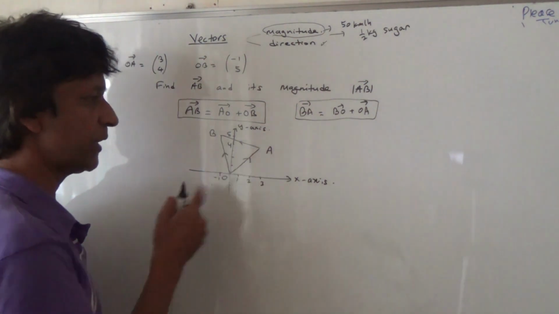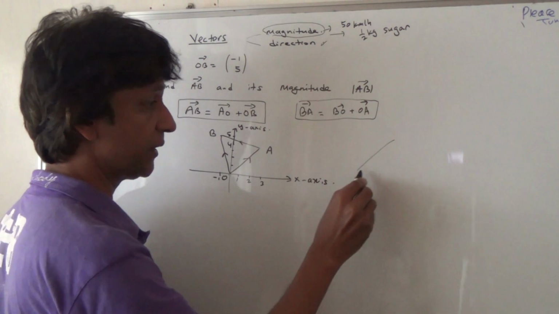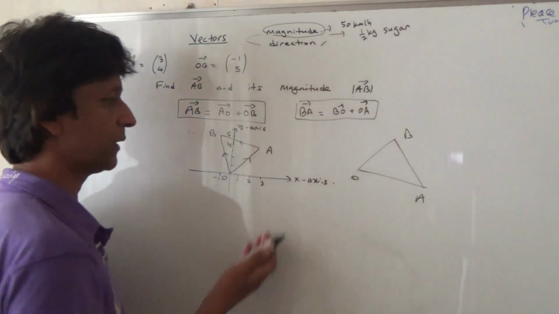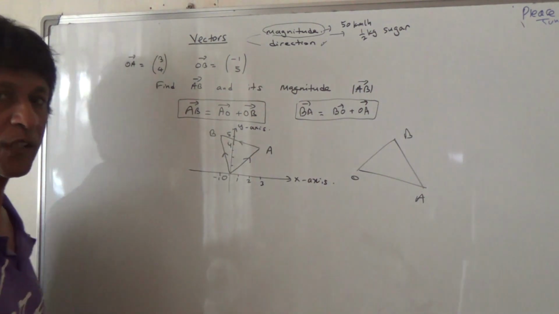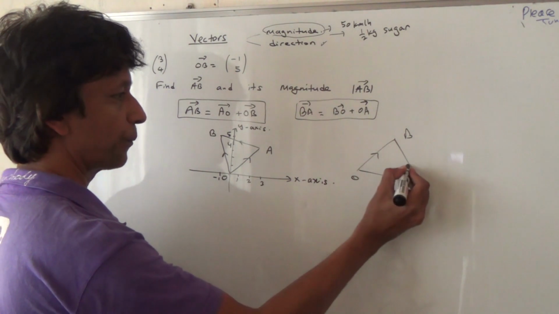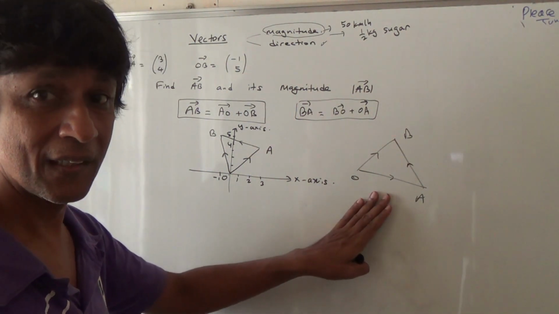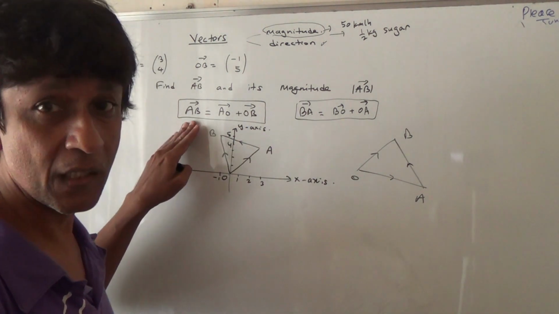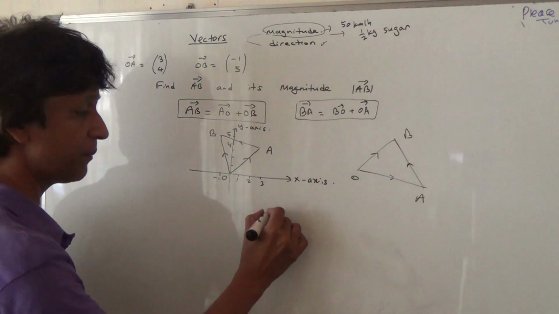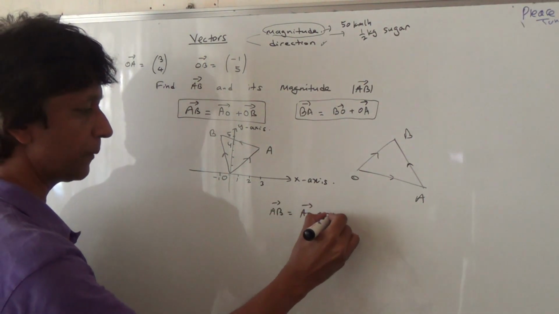Like I said, there was no need to draw this diagram. You could have just drawn your diagram like this, with OA and OB. This is more like a real picture of what's going on. You would still have got the same answer because you're using this fact that vector AB is equal to AO plus OB. So vector AB is AO plus OB.